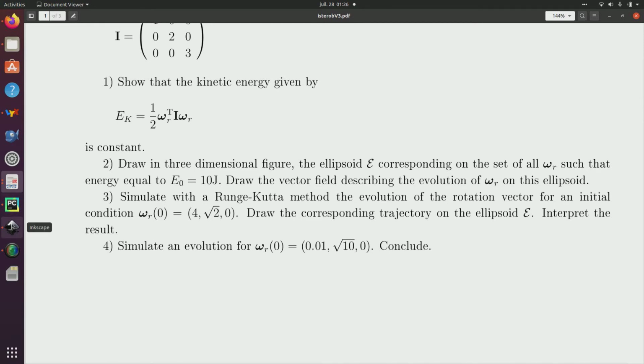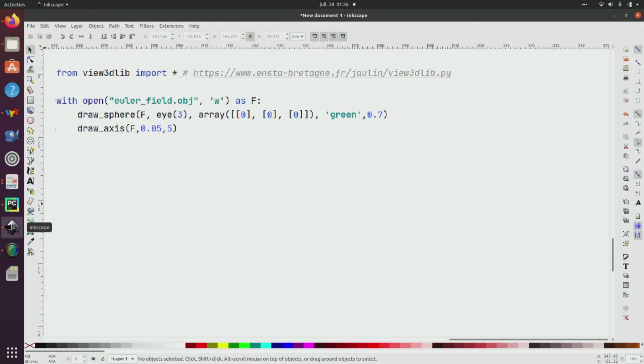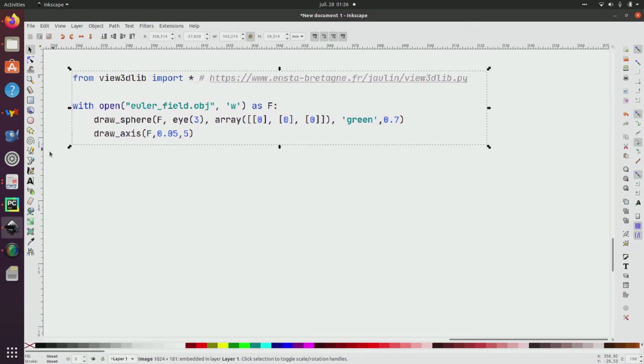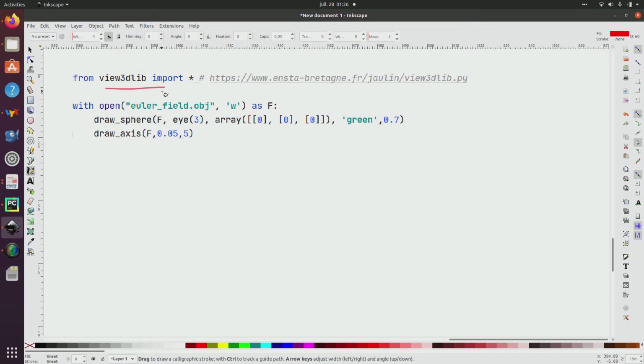So for this, I will use a library, this one, which is available here. It will generate an OBJ file, and then I will use the internet file 3D viewer for the visualization. So I will generate this file. I open it. W means I want to write on it. And this file, I call it capital F.